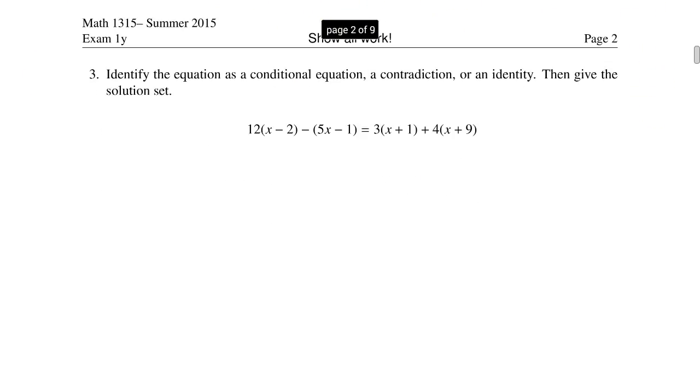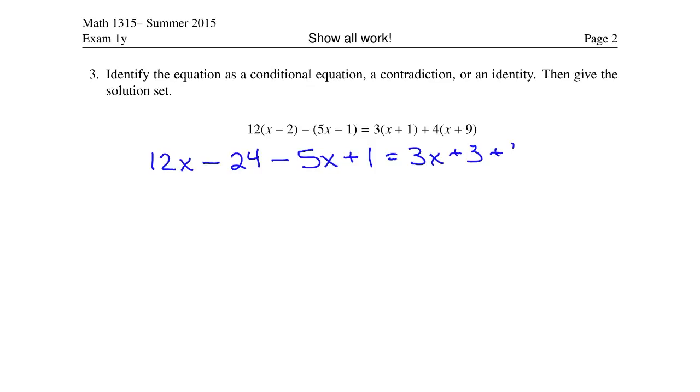Question 3, identify the equation as a conditional equation, contradiction, or identity. So we're going to distribute the 12. It's going to give me 12x minus 24. Distribute the negative. That's going to give me negative 5x plus 1 is equal to 3x plus 3 plus 4x plus 36.